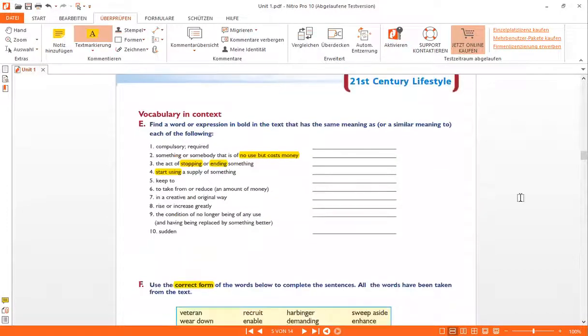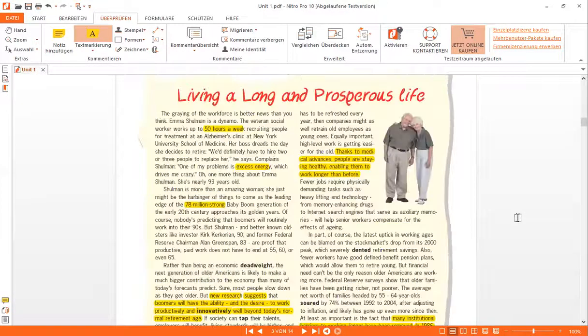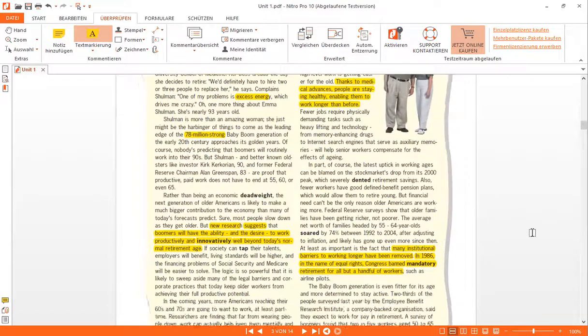Just want to rush through it so we get to the most important stuff for today, which is a skimming and scanning strategy. Vocabulary in context. What you have to do is you have to find, there are some words that are bold in the text, and you have to find words that have similar meanings. So those bold words that have similar meanings to those that have been listed here. For example, if something is compulsory and required, if you go to the text, what could it be? Yeah, is it a dead weight? Obviously not. Is it innovatively? No. Tap? No. Okay.